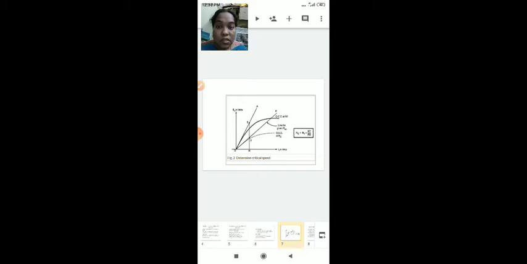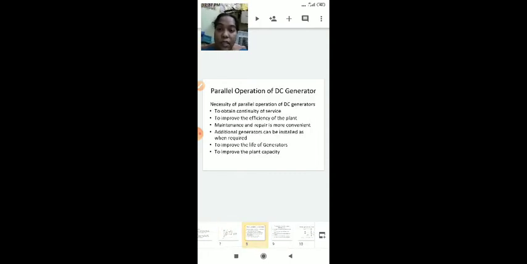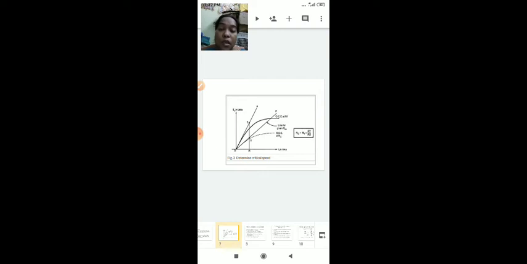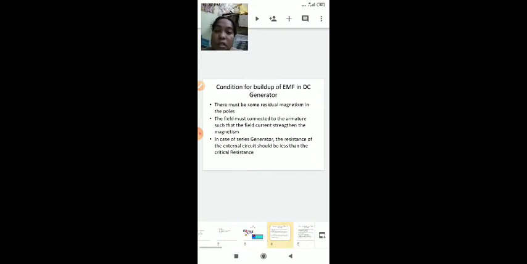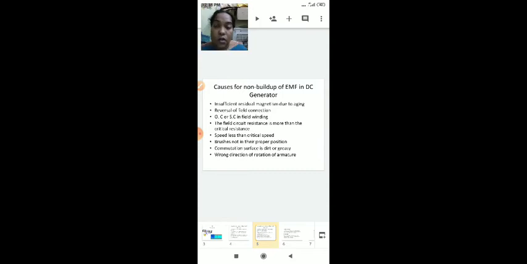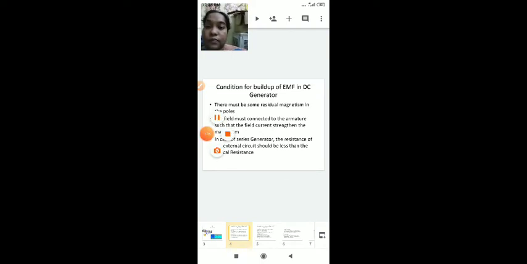Like that, the resistance is there here. If the shunt field resistance is more than the critical field resistance, then it is impossible to build up this EMF. These are the conditions for build up of EMF in DC generators and some causes for non build up of EMF in DC generators. Okay. Let's see the conditions one more time.